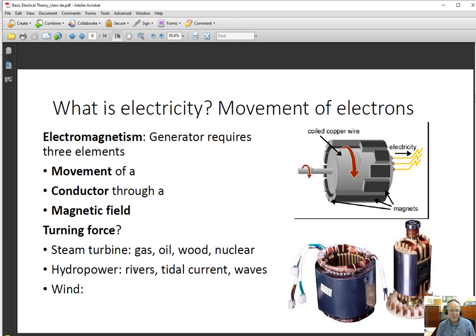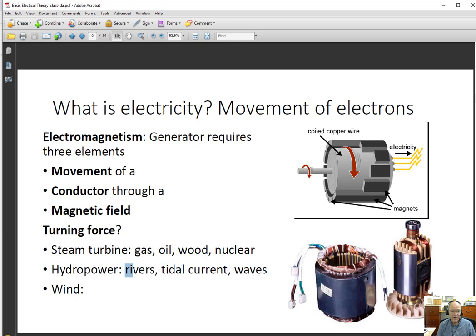Hydropower can also be used to turn it. You can put a generator in a river and let the current flow over it. You can have tidal current in the ocean where the tide comes in, the tide goes out. They've had generators attached to the seafloor that allow the tidal current going in and out to turn them. Just the wave action from the ocean, with the wind blowing back and forth and causing waves, can be used to generate current, and all of those techniques have been used.